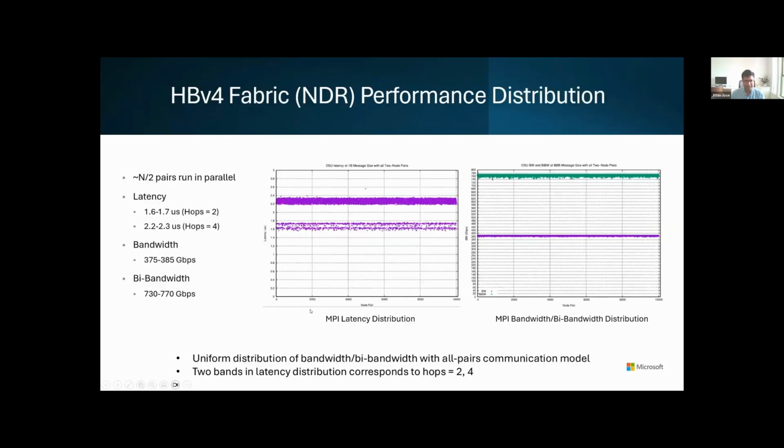And then quickly, on some of the NDR performance distribution. Gilad, in this morning's presentation, talked about the congestion control, etc. This is that in action on cloud with a full cluster. Say, for example, we take an NDR cluster and let all the pairs communicate at the same time, n by 2 pairs communicating at a given time. Here we can see a single line for bandwidth, and a very close distribution for the bidirectional bandwidth also.